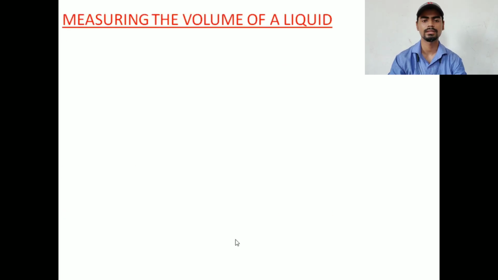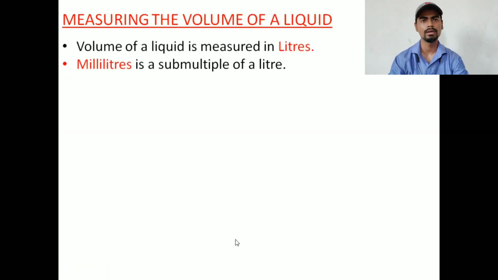That is measuring the volume of a liquid. Already we have discussed that we have a particular formula for measuring the volume of a solid. Now we'll discuss measuring the volume of a liquid. So liquid is generally measured in what? Liters. Whenever you go to purchase milk, obviously you are purchasing a pouch, right? That is 500 ml or 1 liter. So that liter is nothing but a volume of a liquid. While when you purchase a small pouch of 500 ml, that is a submultiple of a liter.